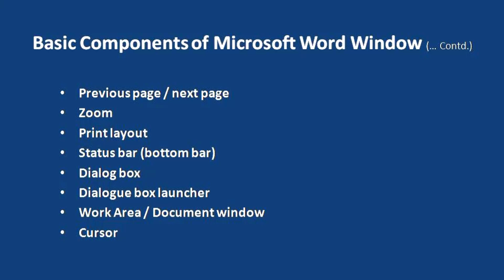You can take a printout of it, and there is a status bar also, and in fact that status bar is at the bottom, and in the status bar also you will notice certain features, that is which page you are using and how many words are there in that particular document. There are other features which we will be using, like dialog box will be there, and for that we have to use the dialog box launcher. By using all these components or the features that are available, we will be working in a work area or the document window.